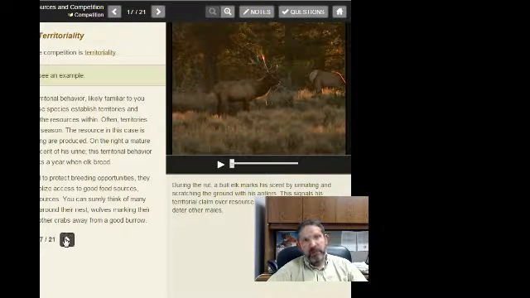Territoriality only applies to animals. Well, defending a territory, right? That's actively going out and defending it. That's only going to apply to animals.